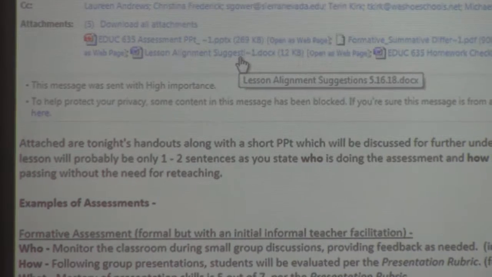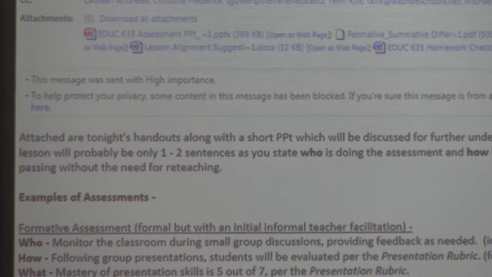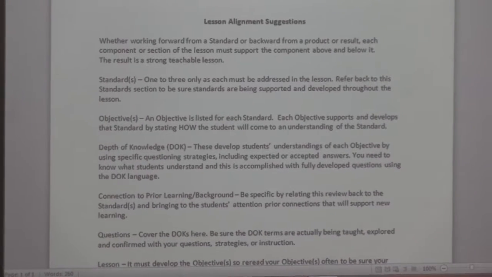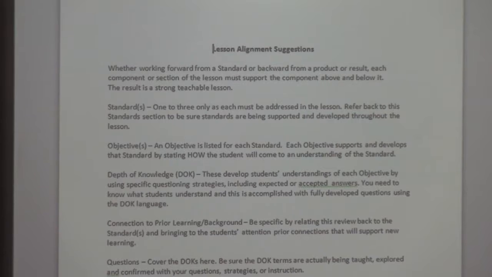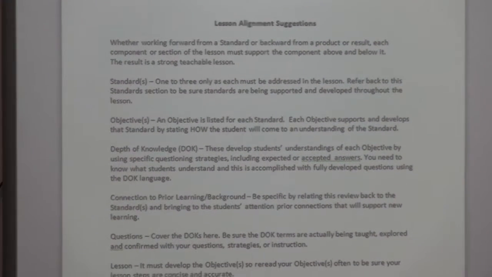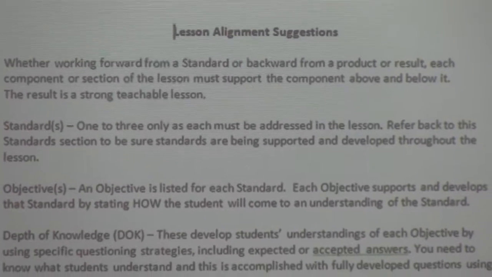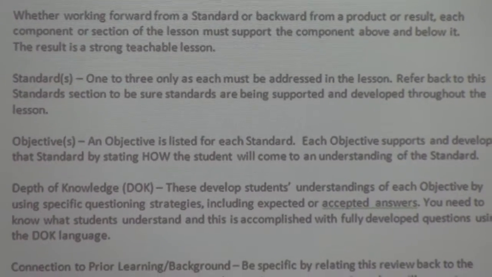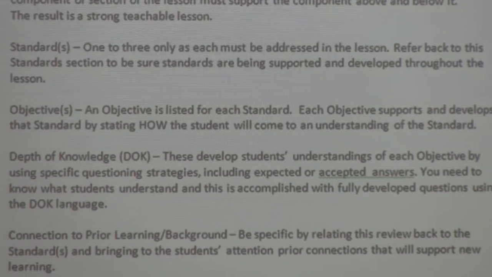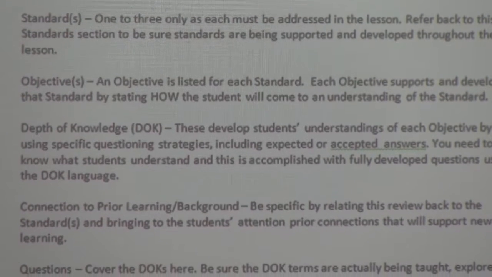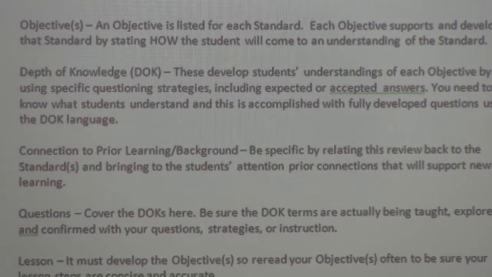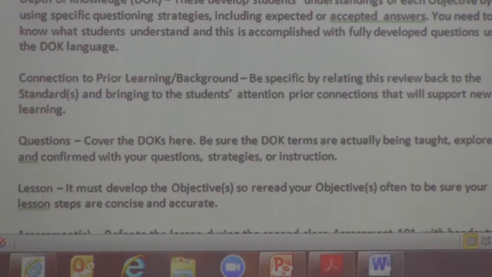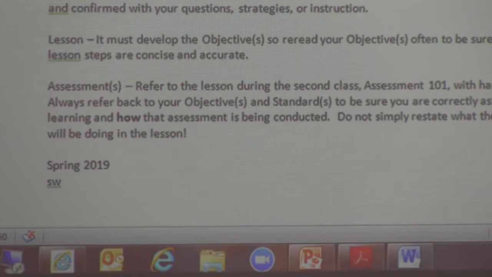The very last one I did send you was about the lesson alignment suggestions, and this goes with our assessments. And you can read this, but basically this was, with the help of Laureen, a document that we created in terms of aligning the standards to the objectives, and then a DOK if you choose to use it, but it is something for you to have in your background knowledge. And then your connection to prior learning questions. If you're asking questions, use that DOK wheel to ask good questions that are embedded in your lessons. And then ending with the assessments.